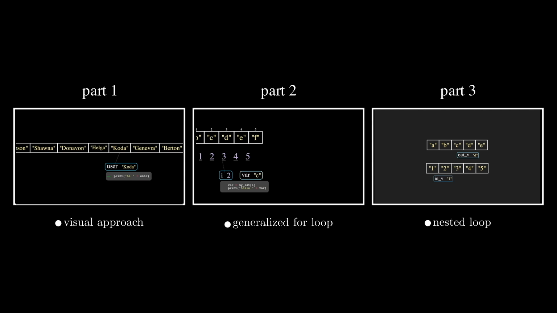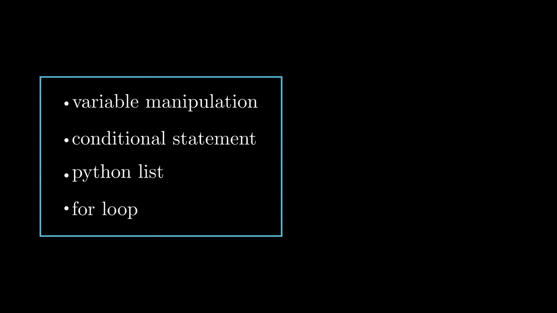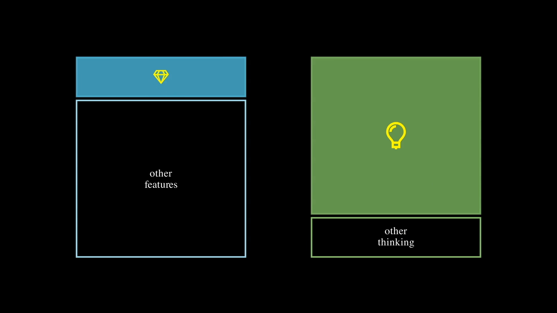In terms of the big picture of the essence of Python, we have already added these items to our toolbox. Variable manipulation, which is a unit of compute; conditional statement, decision making; Python list, data structure; for loop, automation of logic. These combined may only occupy 20% of Python's programming features and syntax, but the core concepts are definitely relevant in at least 80% of any programming thinking.